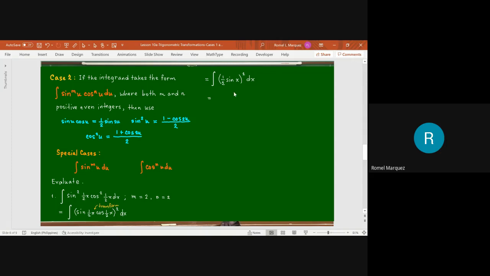Now, this gives us 1/4. This is equal to 1/4, I put it out, times the integral of sine squared x dx. Is this clear, guys? Is this clear? But sine squared x can be transformed again because that is even. As long as it is even, you can apply this case 2. So this is the even case.